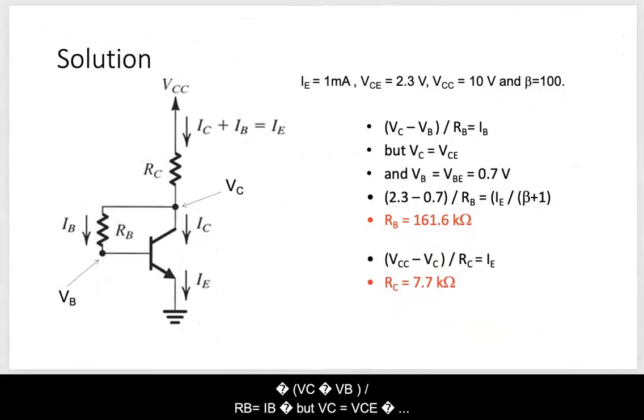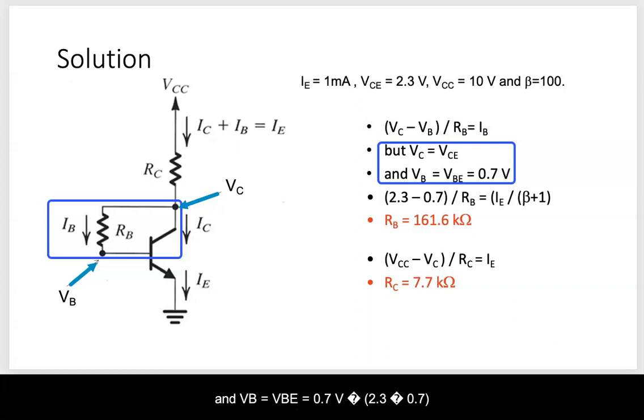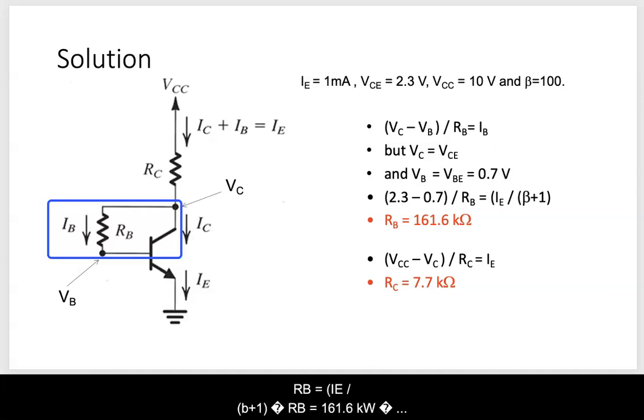From the circuit, when we subtract VB from VC over RB, it is equal to IB, but VC is equal to VCE, and VB is equal to VBE, which is 0.7. So, the equation 2.3 minus 0.7 over RB will be equal to IE over beta plus 1. And from there, we can get RB equal to 161.6 kilo ohm.